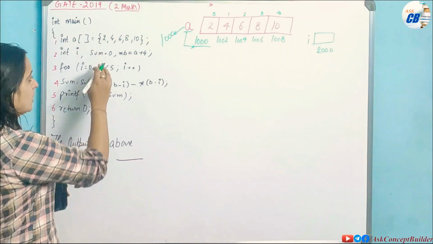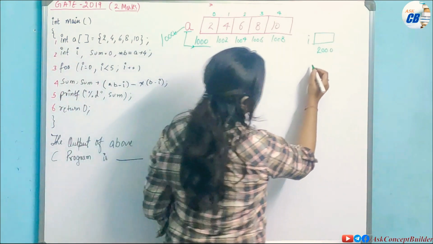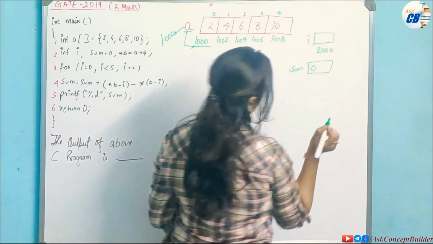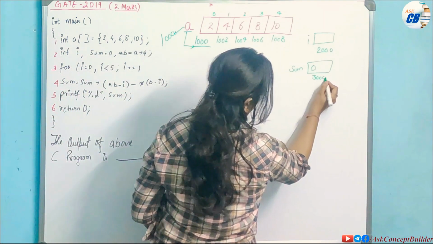Okay, now see, one more variable is initialized, sum equals 0, and it was given the value 0. Okay, at any address location, say 3000, or any.